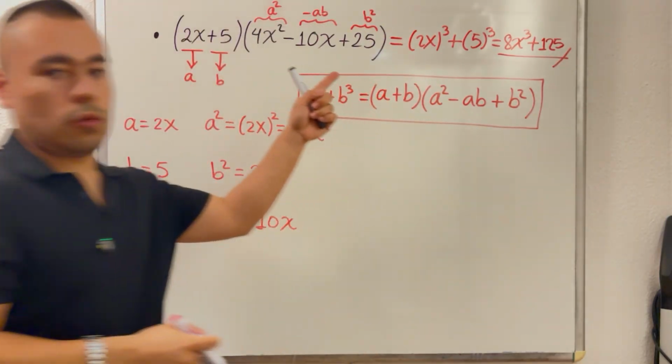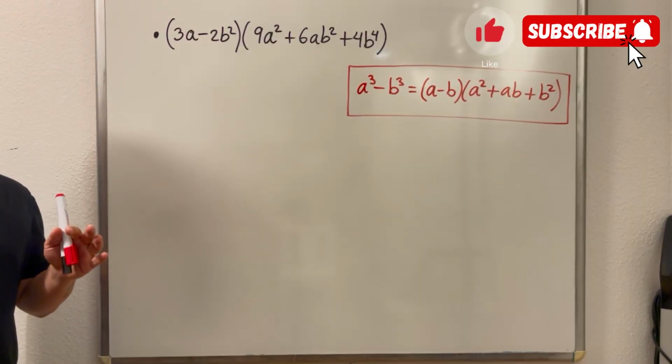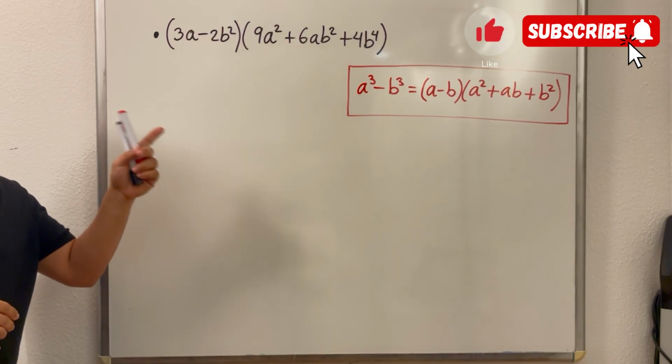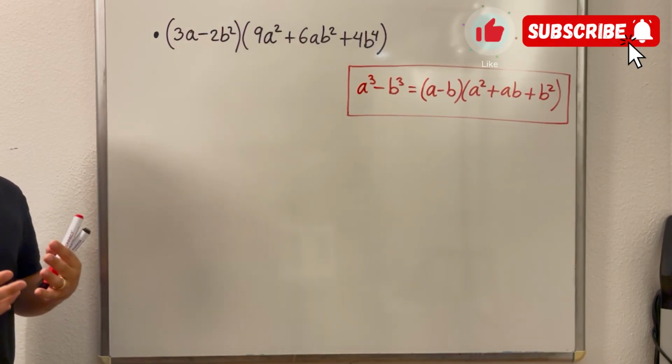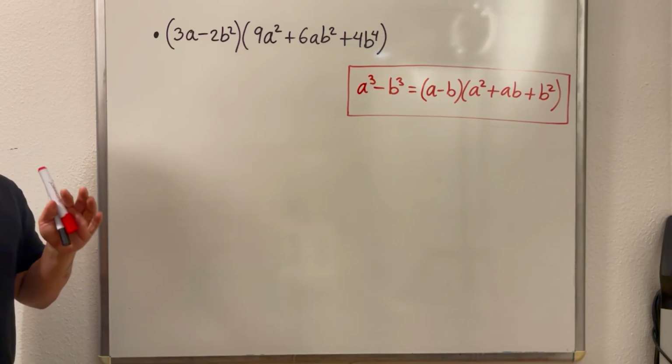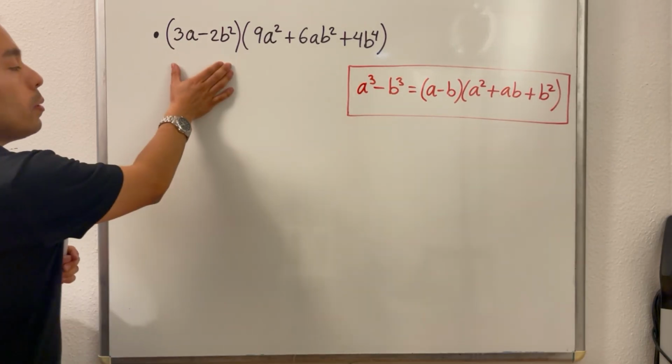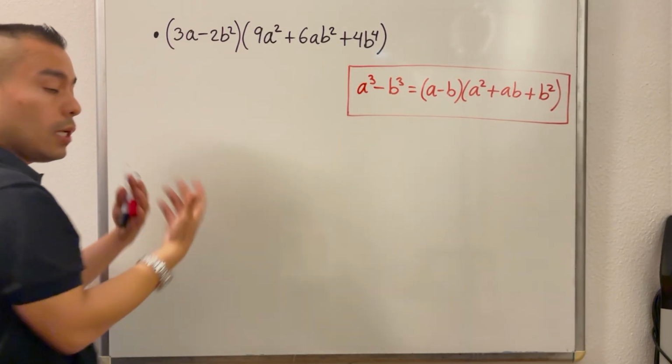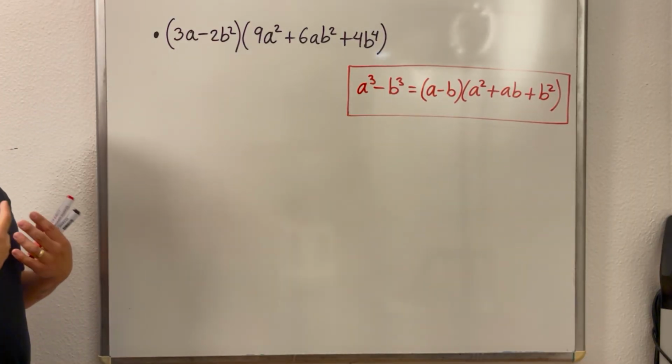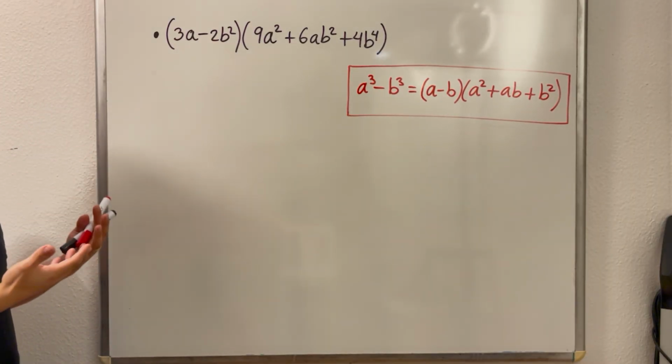And this is the result. For the second example, I have chosen the formula for a difference of cubes. Why? Because first of all, you need to notice here that we have a binomial multiplying a trinomial. This means that potentially we have here a difference of cubes.